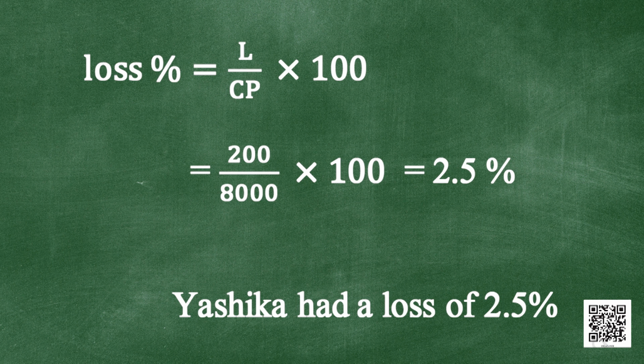with 100, that is equal to 200 divided by 8,000 multiplied with 100. On simplification, we get this as 2.5%. Students, therefore, Yashika had a loss of 2.5%. So now let's try to take up another problem.